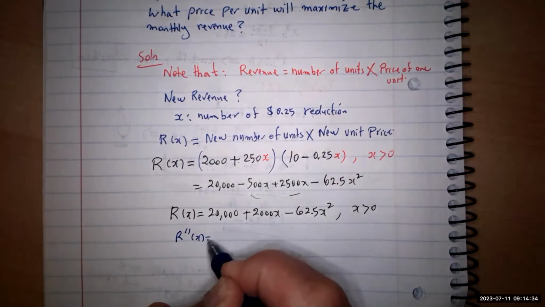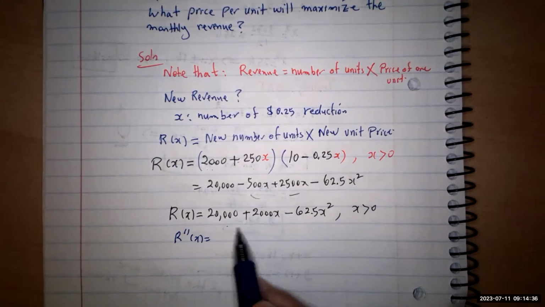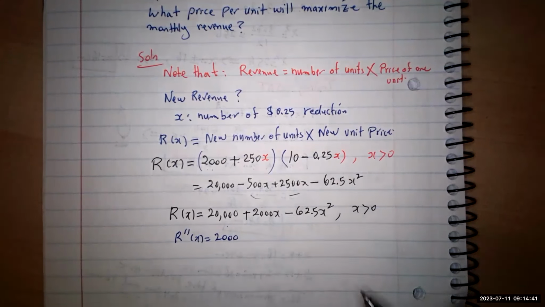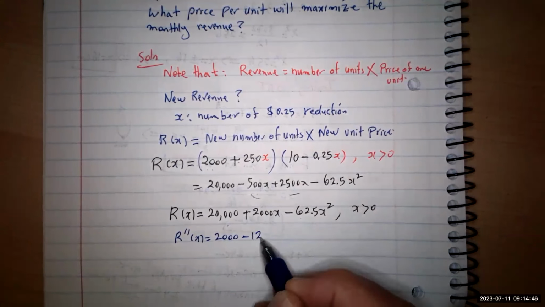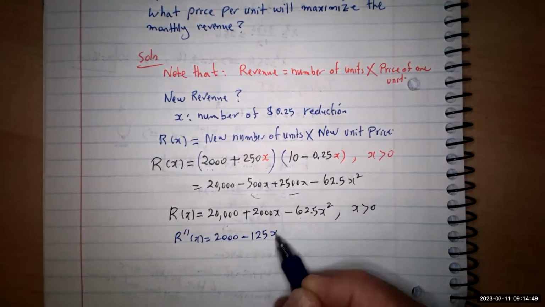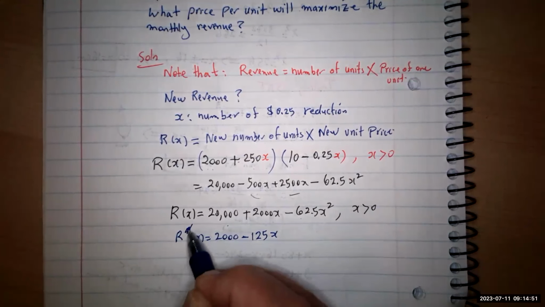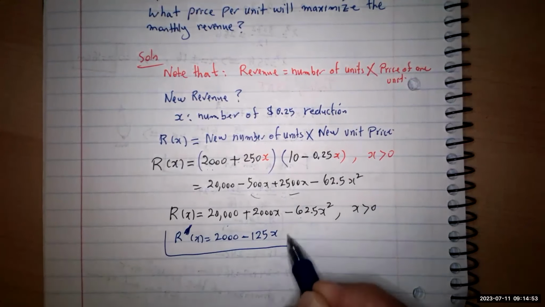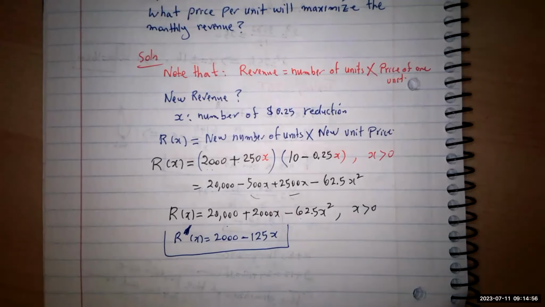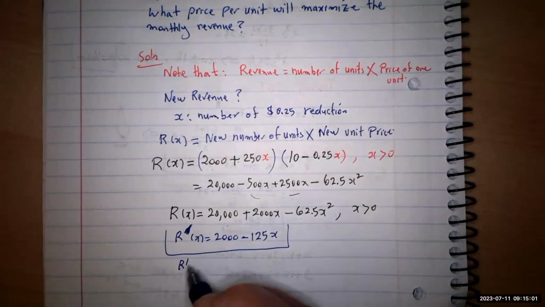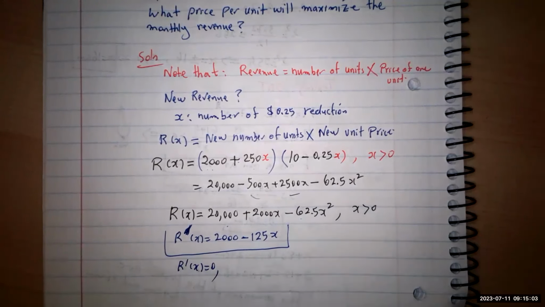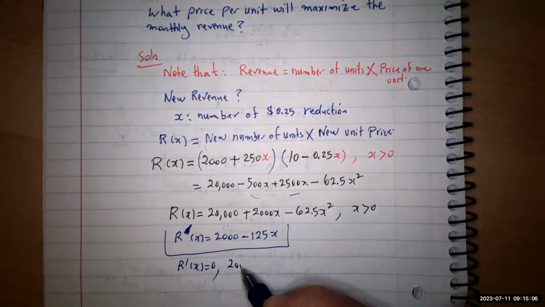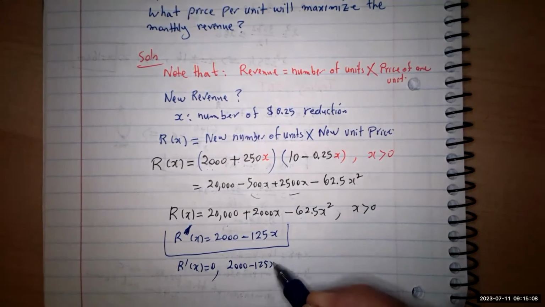So R prime, the derivative of 20,000 would be 0. The derivative of 2,000 X would be 2,000. And over here, 2 times 62.5, 125 X. Sorry, that's R prime, the derivative. Okay, question? Make it equal to 0 to find the critical value. R prime of x equal to 0. So we have to solve this equation, 2000 minus 125x equal to 0.